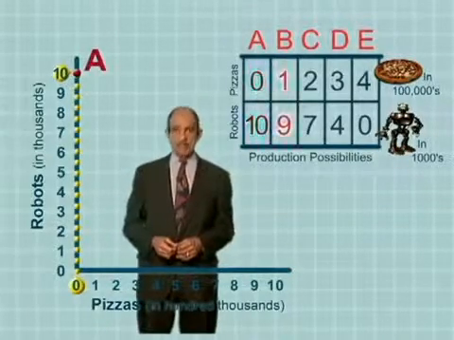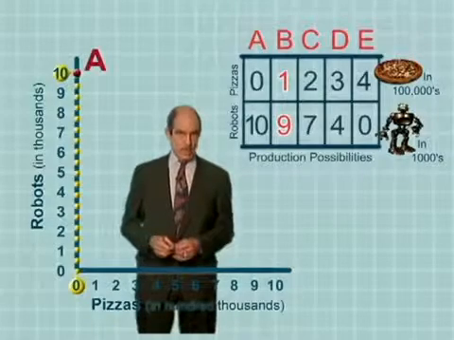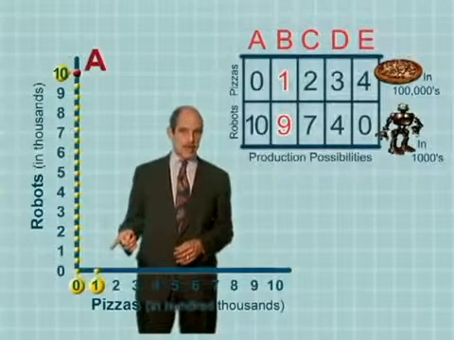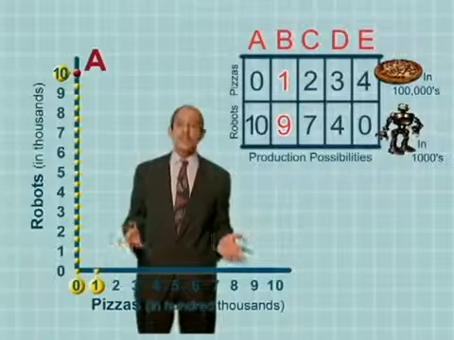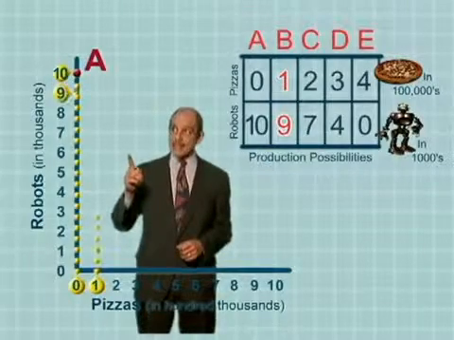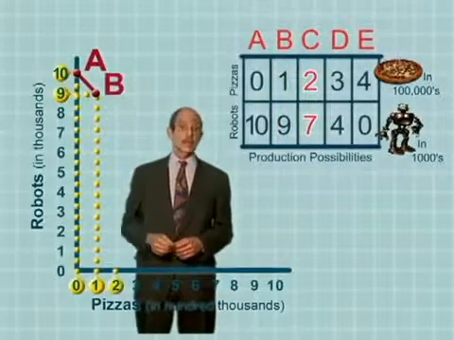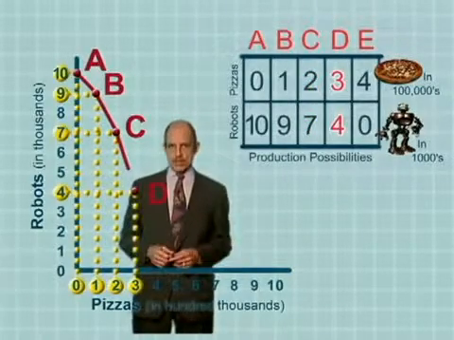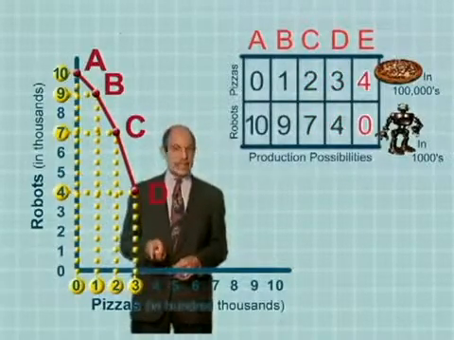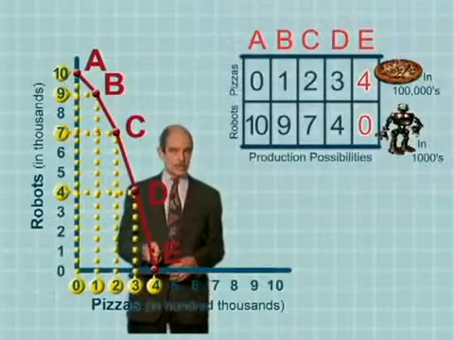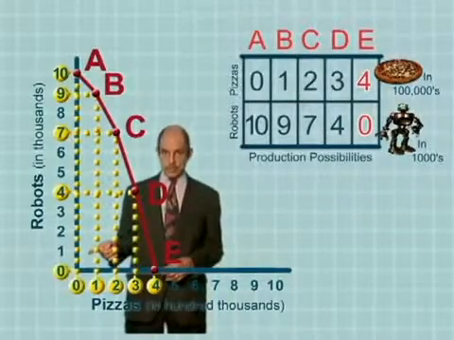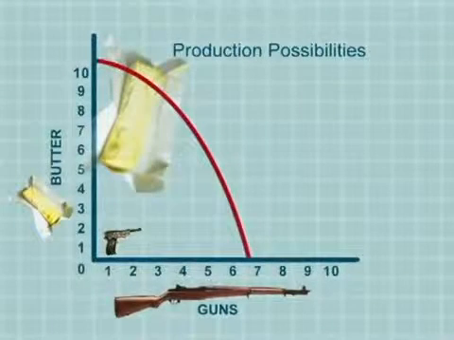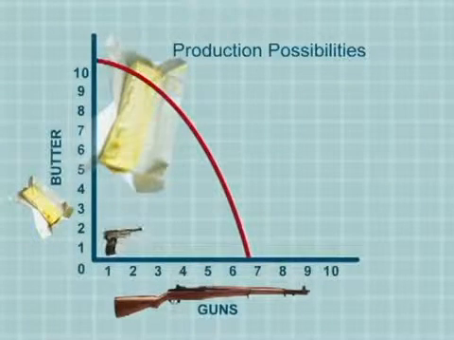Possibility B involves making at least some pizza, on the table 100,000 pies. But that means we only have the resources to make 9,000 robots as well. There's also possibility C, possibility D, and this frontier ends down at possibility E. 400,000 pizzas, no robots at all. The picture looks the same for any two products.